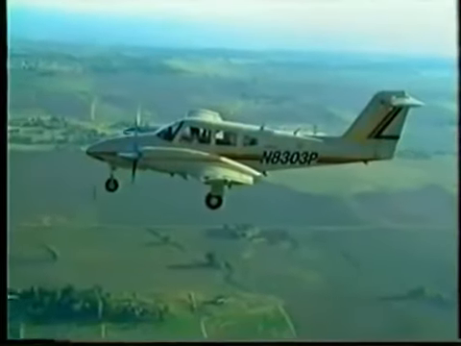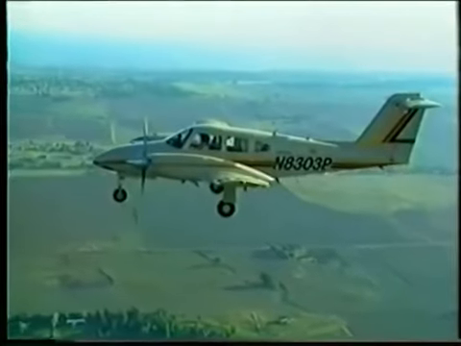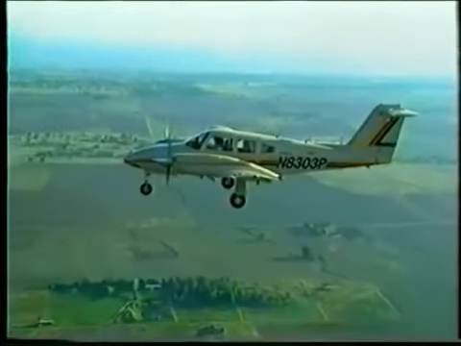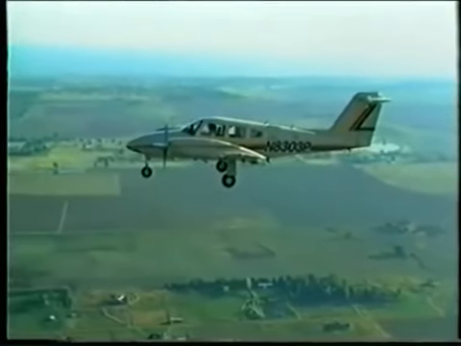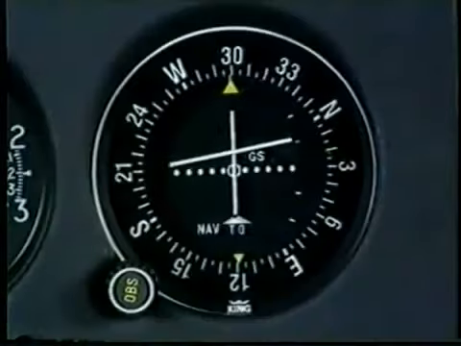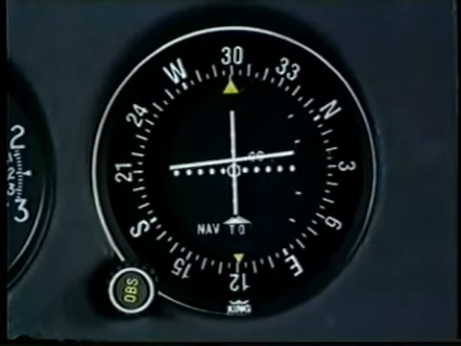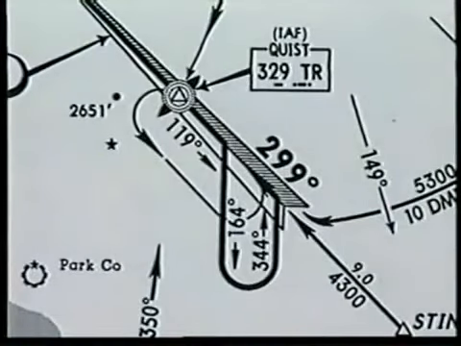The final approach segment begins at the final approach fix. On a precision approach, this is where you intercept the glide slope at the minimum glide slope intercept altitude. This interception usually occurs near the outer marker, which in this case is Quist.